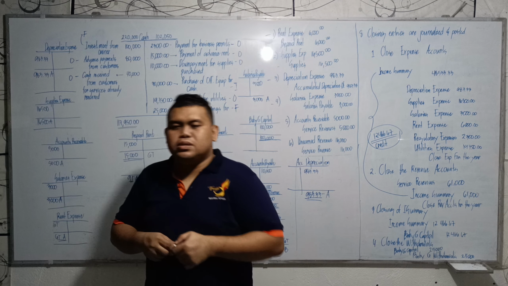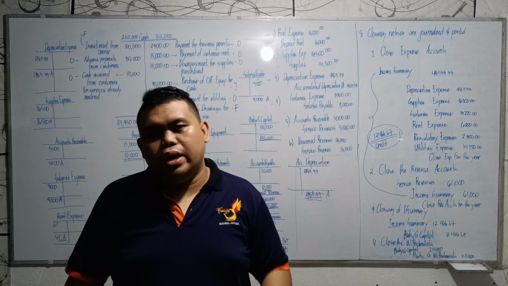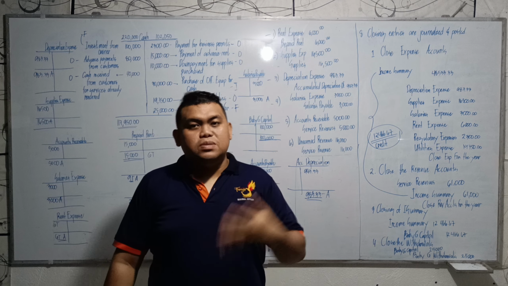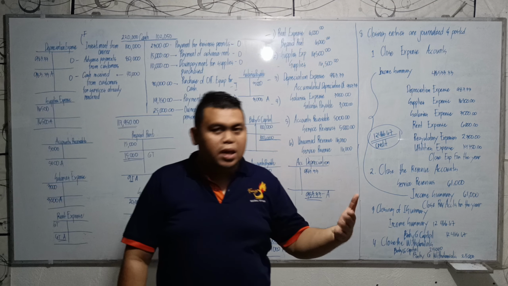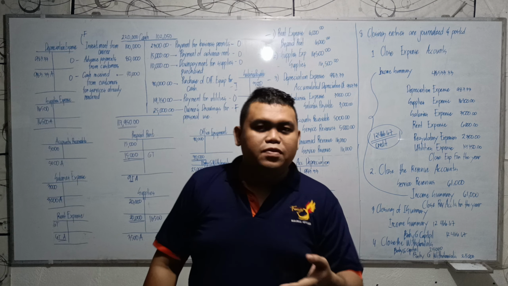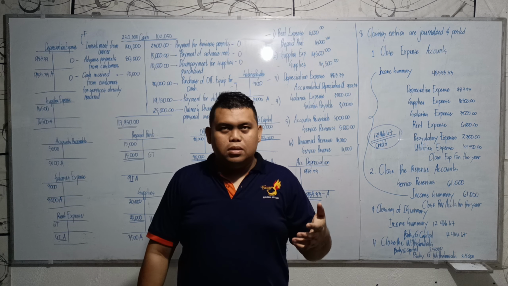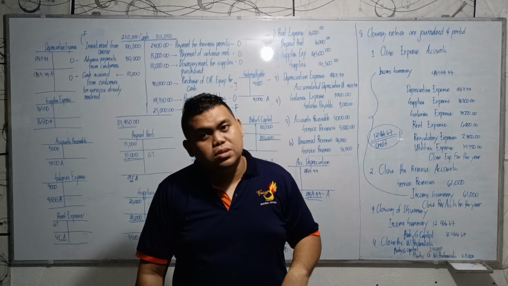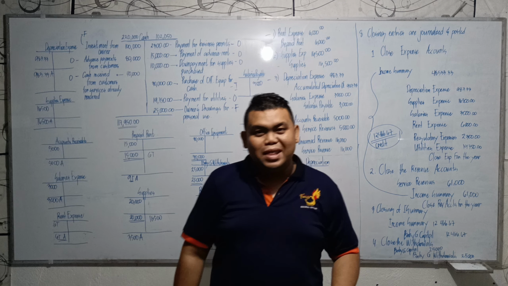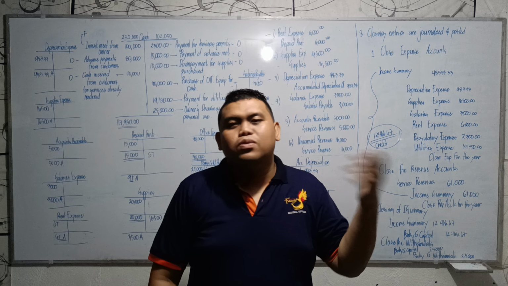And again, let's summarize. The closing entries are to close the expense, revenue, and withdrawal accounts. And how do we do that? We have 4 steps. The first one is you need to close the expense accounts by crediting them and debiting the income summary account. Step 2, we have to close the revenue accounts by debiting the revenue accounts and then crediting the income summary account. Step 2.5 is to compute the income summary balance by netting what was debited with what was credited.